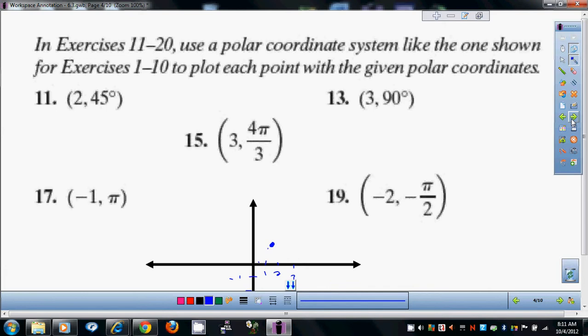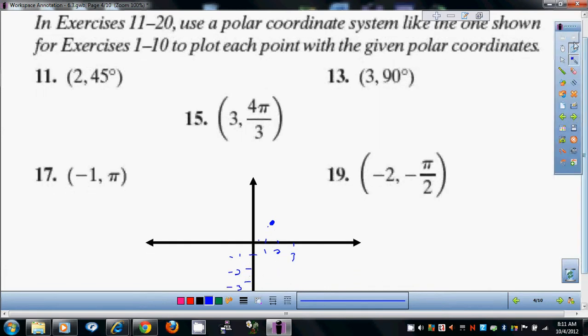Let's look at 17 and 19. 17. You come out 1 unit. You swing all the way around to pi, which will put you right here. And then, what's the negative going to do? It's going to flip you over the x-axis. Well, what happens if you're on the x-axis? That's not going to take you anywhere. So it's just going to stay right here. Oh, I'm sorry, I was thinking negative angle, not radius. My bad. Negative radius flips you around the origin, which takes you to the other side, right here. So this would be number 11. This would be number 17. My apologies.